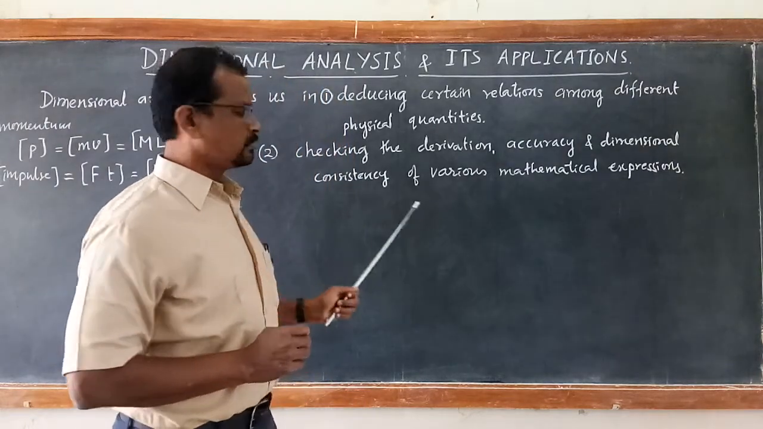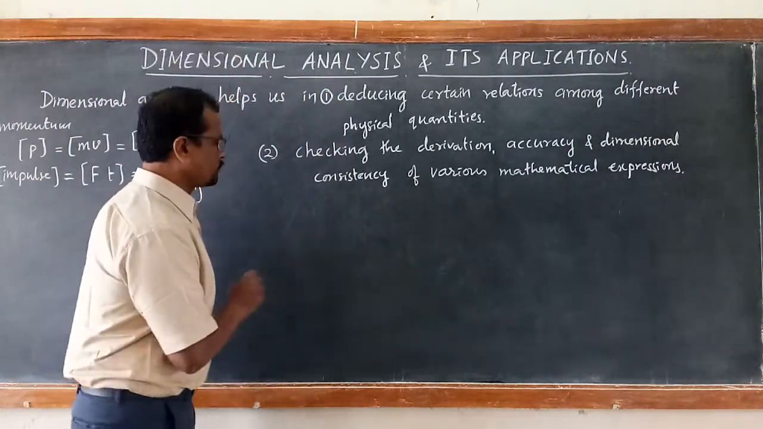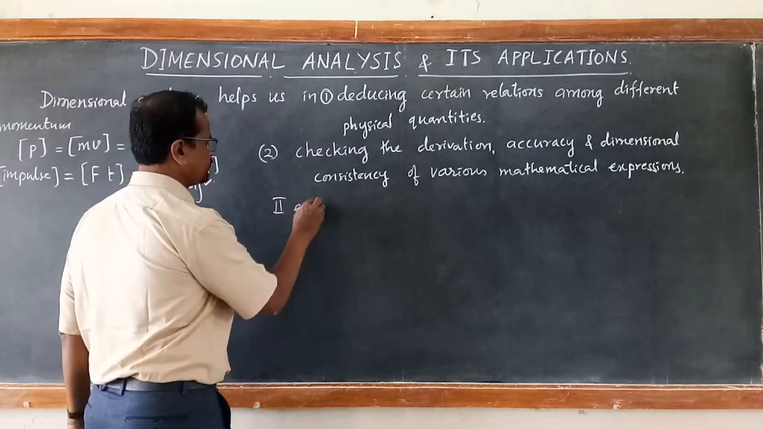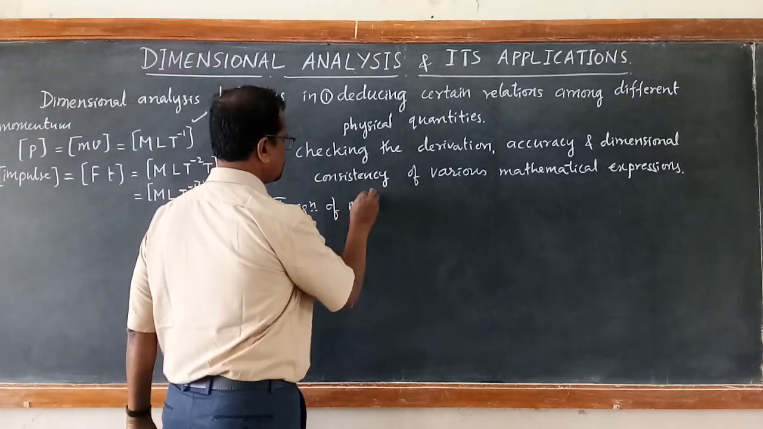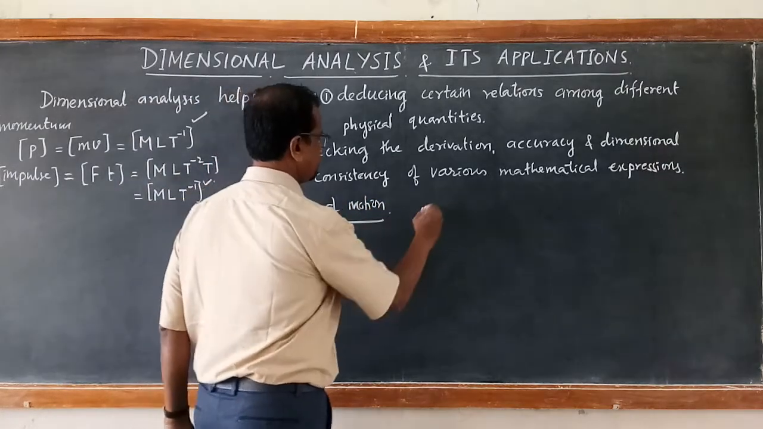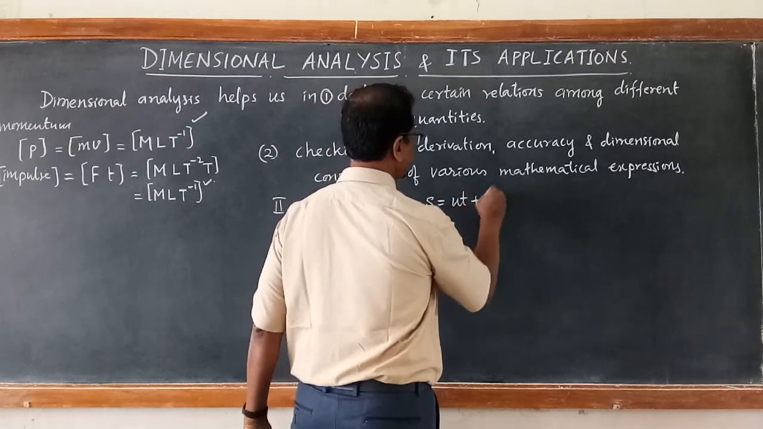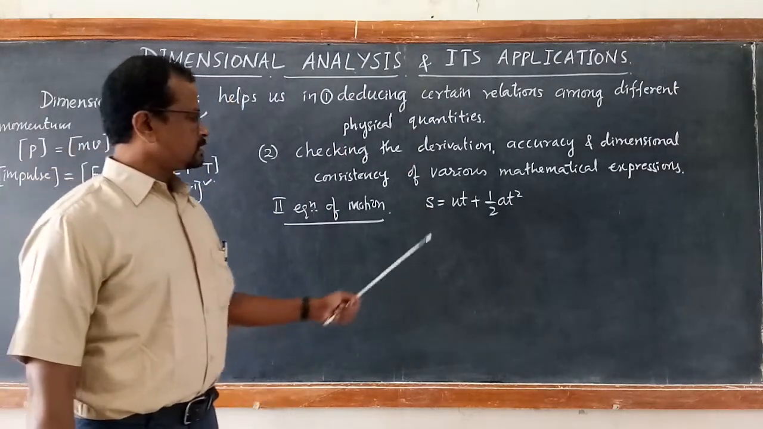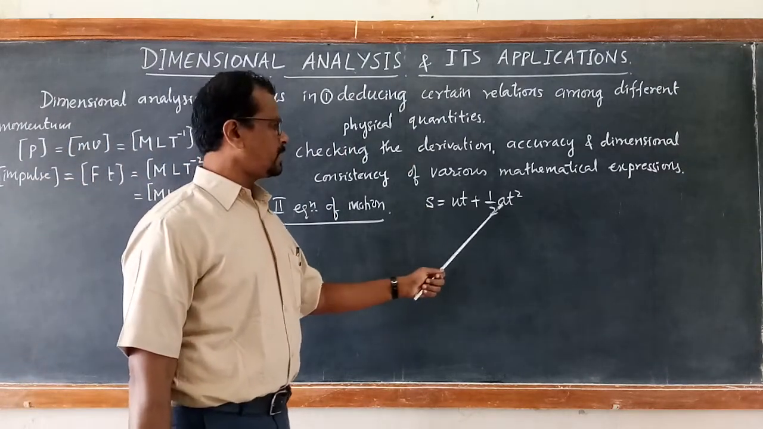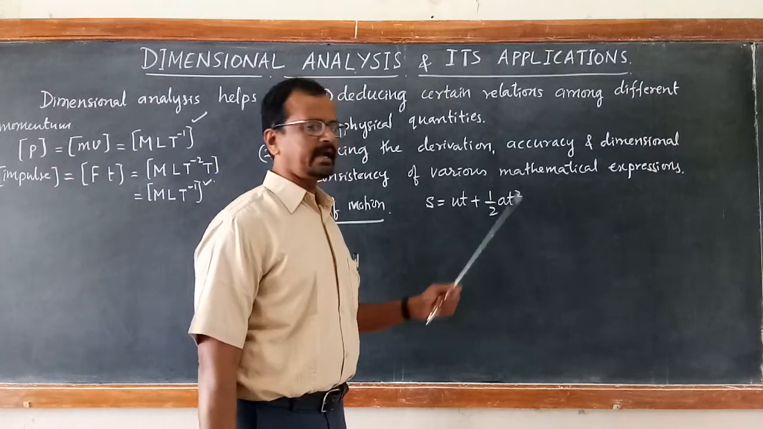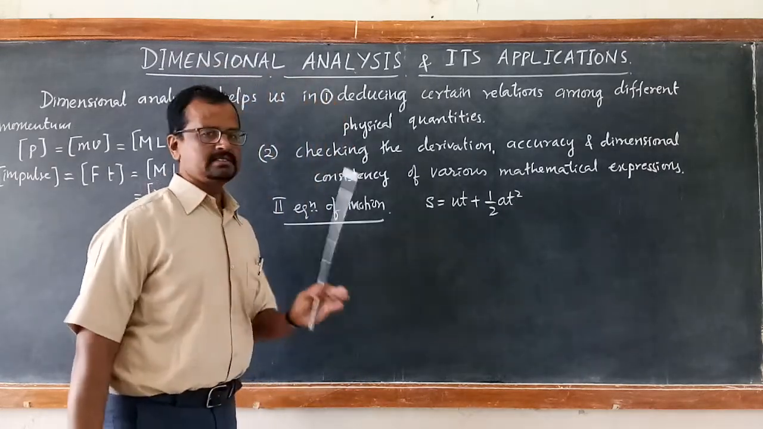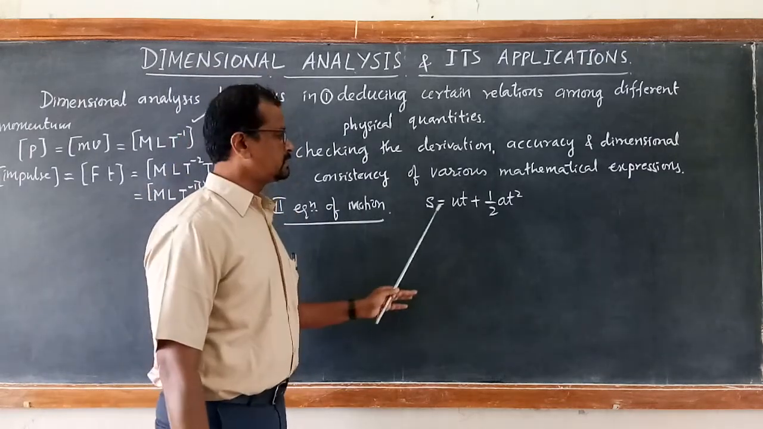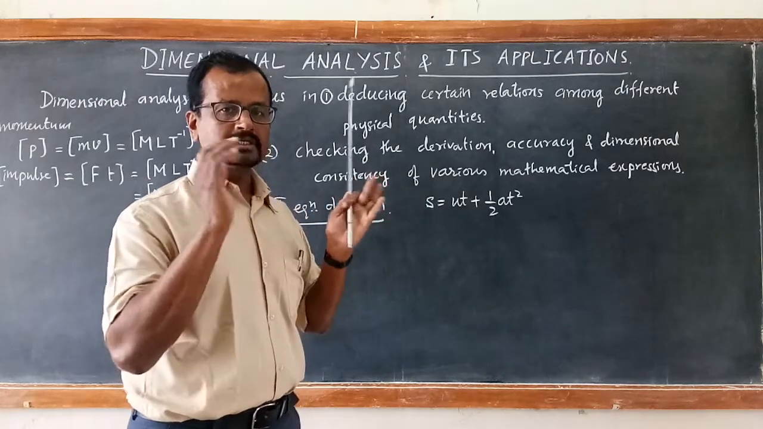We can check this with the help of one equation. For example, we know the second equation of motion, we have S equal to ut plus half at square. So here comes the product of speed and time and the product of acceleration and the square of time. So whether this equation is dimensionally correct or not. If the equation is dimensionally correct, then this is a correct equation, or consistent equation.